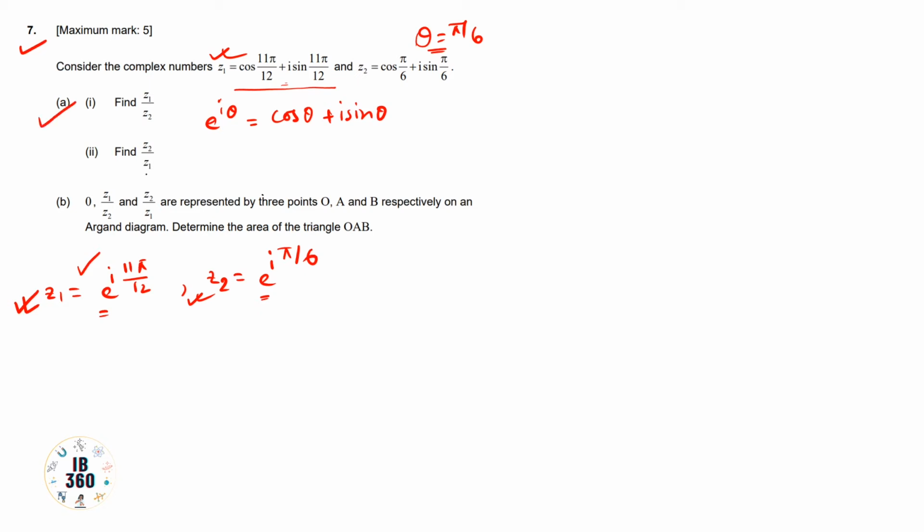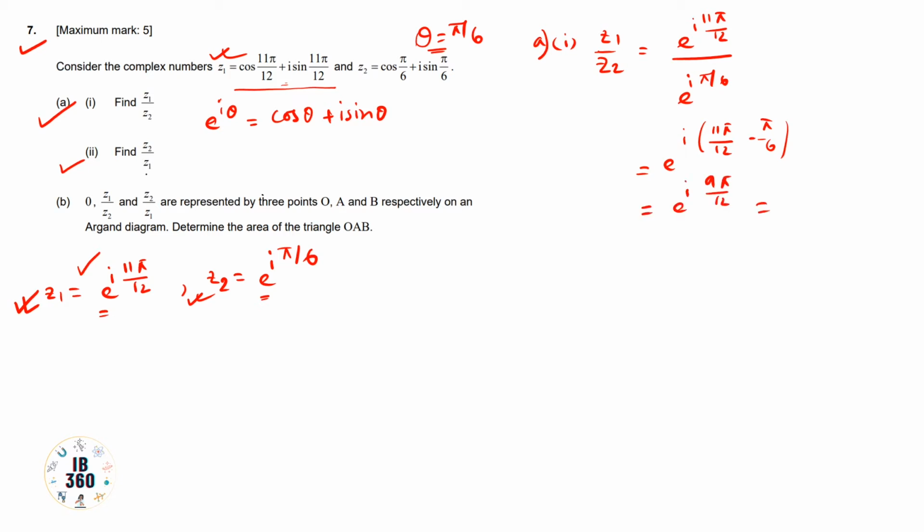Now we have to find z1/z2 and z2/z1. First, z1/z2. It means e to the power i 11π/12 divided by e to the power i π/6. So we are getting e to the power i (11π/12 − π/6). So it becomes e to the power i 9π/12, so we are getting e to the power i 3π/4.